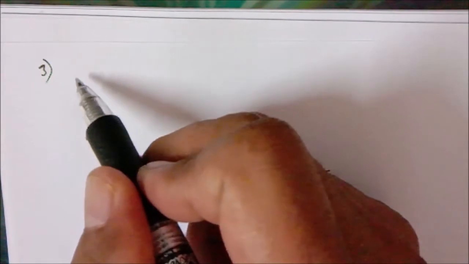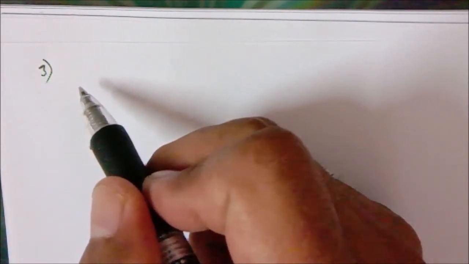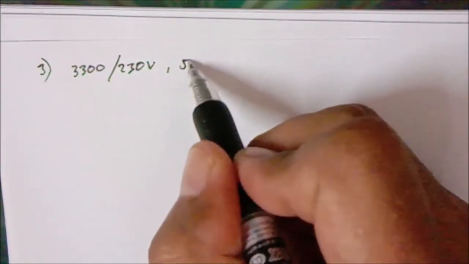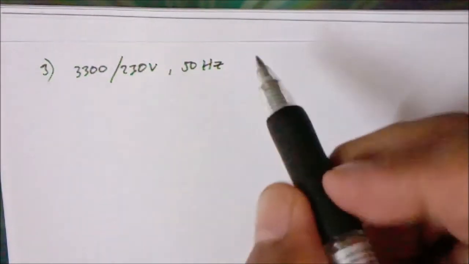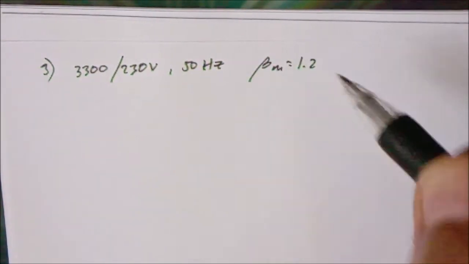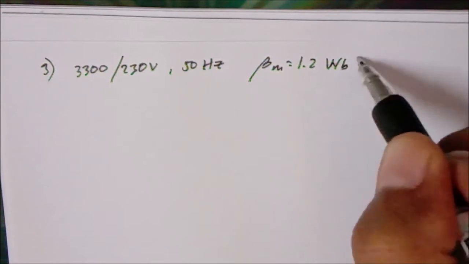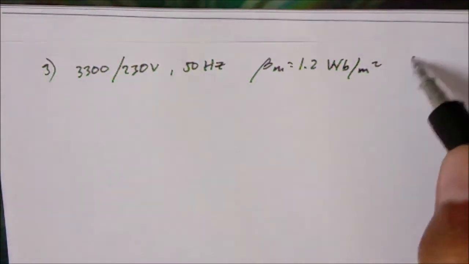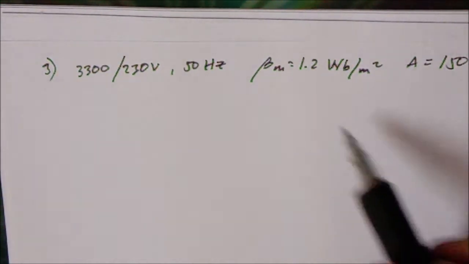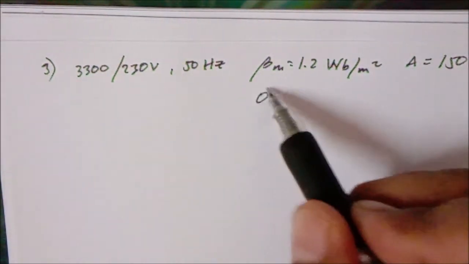So, tingnan muna natin yung mga given. 3,300/230 volts, 50 hertz. Flux density is 1.2 Weber per meter squared. And area is equal to 150 centimeters squared. So, dito makukuha natin si flux.